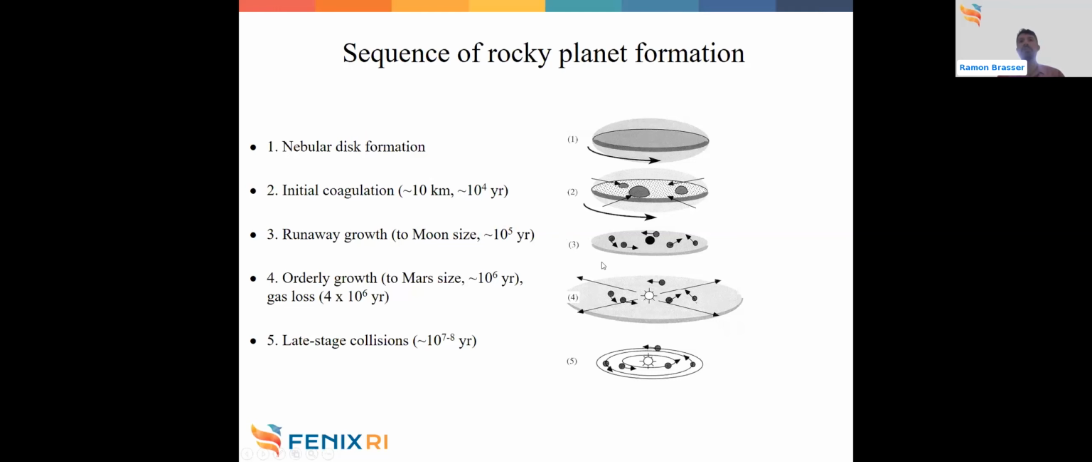Then you get a phase of runaway growth, which is, again, survival of the fittest. So the largest bodies start to accrete the smaller ones. They compete with each other, and you end up with an oligarchy because you have a few big ones and all the other ones are gone. And that happens in about 100,000 years. You get Mars-sized bodies in about a few million years. The gas typically goes away after 5 million years.